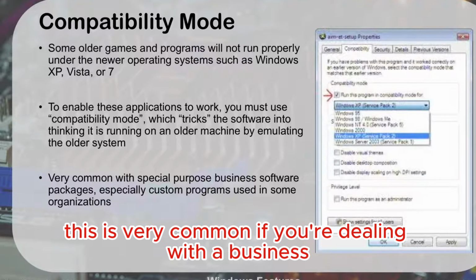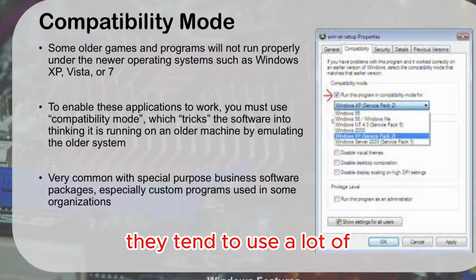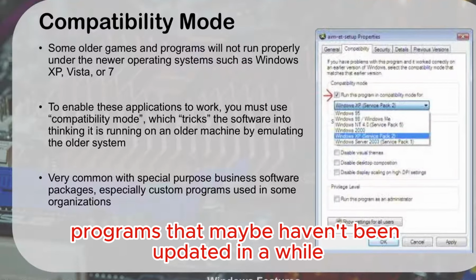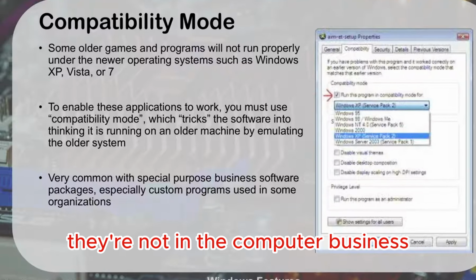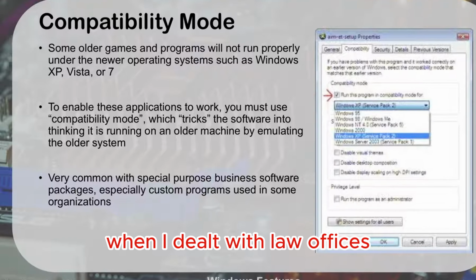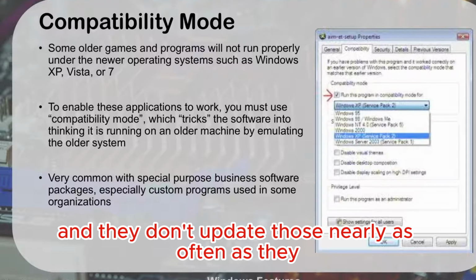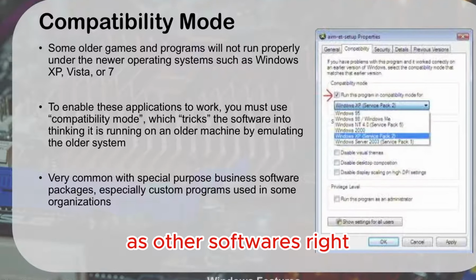This is very common if you're dealing with a business like a real estate agent or a law office. They tend to use a lot of programs that maybe haven't been updated in a while. And so if you're dealing with a law office, they're not in the computer business. They're not always buying the latest and greatest all the time. At least in my experience, when I dealt with law offices, I ended up having to use a lot of custom software that somebody had built just for lawyers, and they don't update those nearly as often as other software, right?